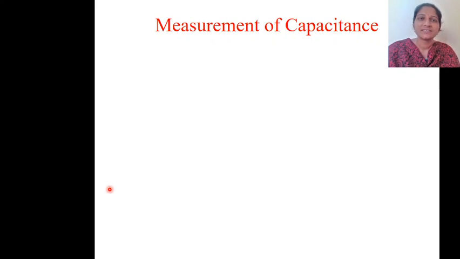Good morning, students. In the last class, we discussed the measurement of inductance. Inductance can be measured using different bridges. Those are, first one is Maxwell's inductance bridge, second one Maxwell's inductance capacitance bridge, third one Hay's bridge, fourth one Anderson's bridge, fifth one Owen's bridge. By using those 5 bridges, you have studied the measurement of inductance.